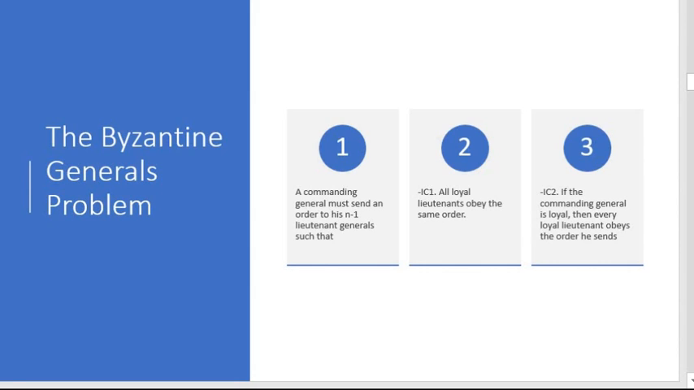If the commanding general is loyal, then every loyal lieutenant obeys the order he sends. That's what we are discussing. If the commanding general is loyal, then all the loyal generals must obey his orders. If he says attack, then everyone should attack. If he says retreat, then everyone should retreat, if all of them are loyal generals.